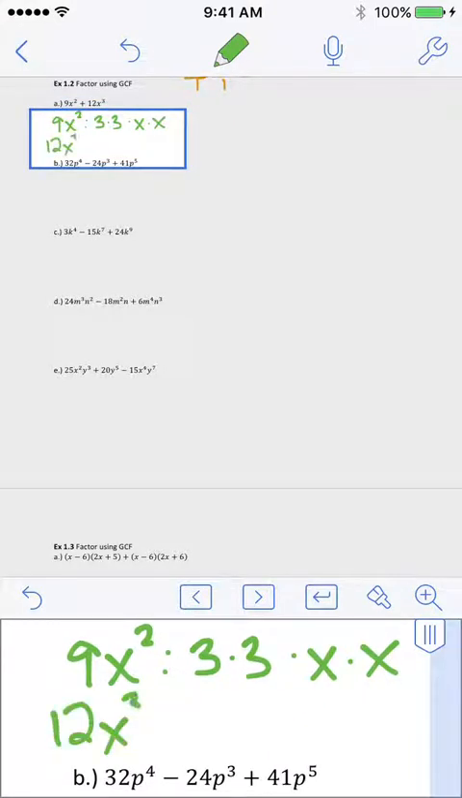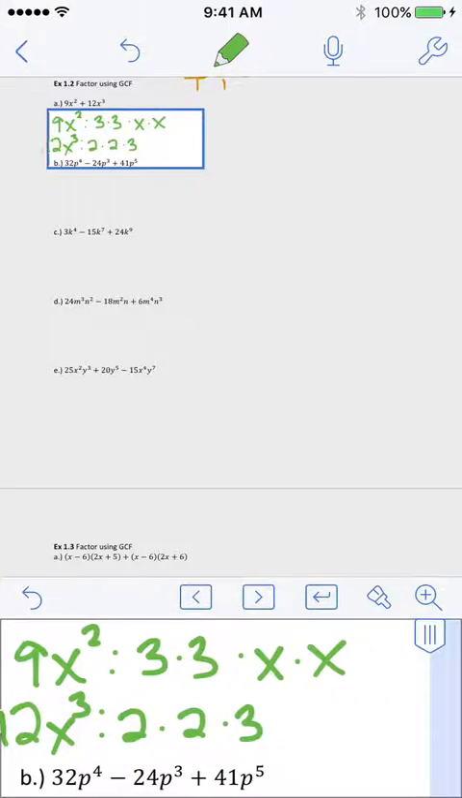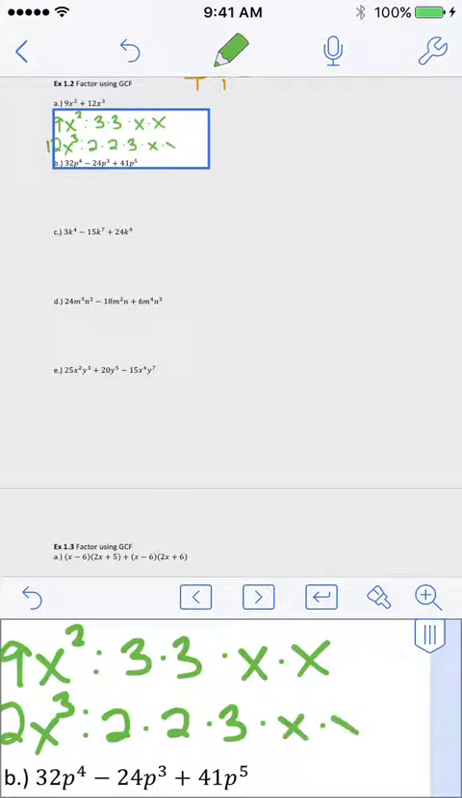Let's do the same thing for 12x cubed. Well, 12 is 3 times 4. 3 is a prime, but 4 is not. So 4 breaks down into 2 times 2. So let's do 2 times 2 times 3. That's the prime factorization of 12, and I have 3 x's. Sweet.